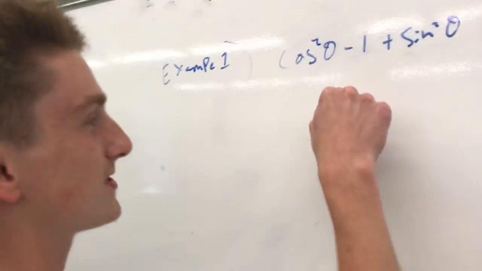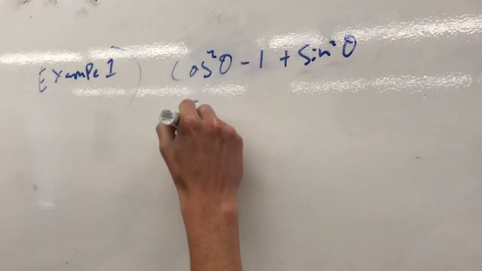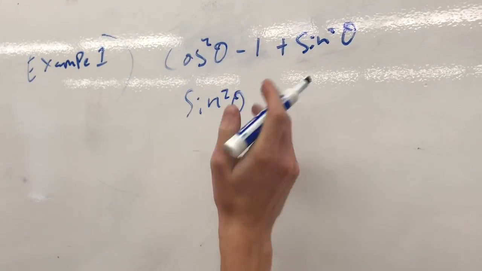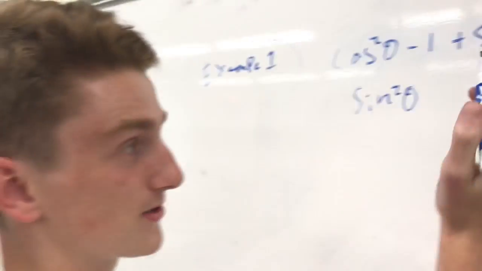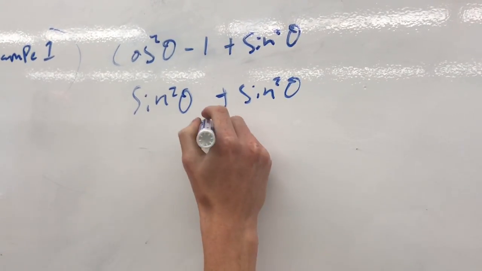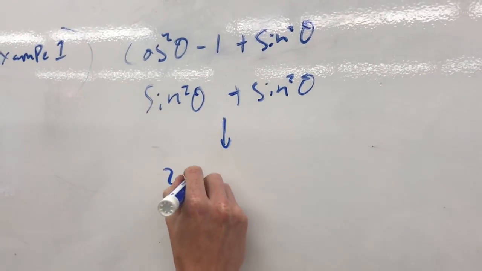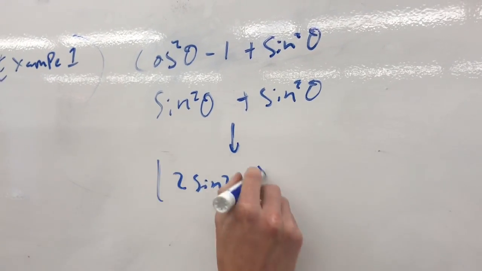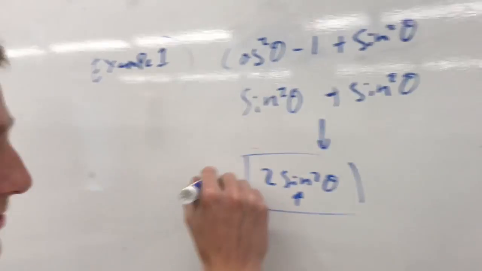All right, so moving on. So you can simplify this right down to sine squared of theta using your previous trig function. So sine squared of theta plus sine squared of theta equals 2 sine squared of theta. So you got it down to one function.